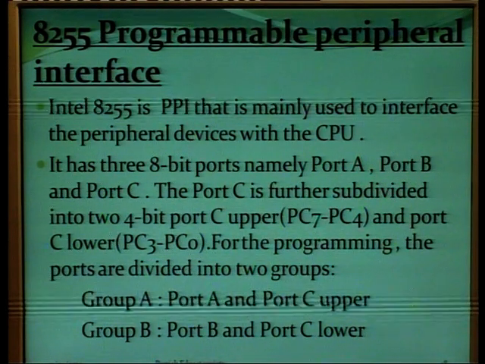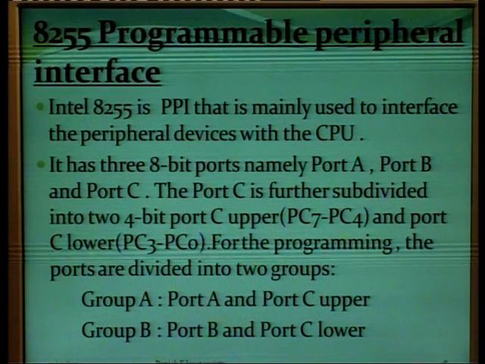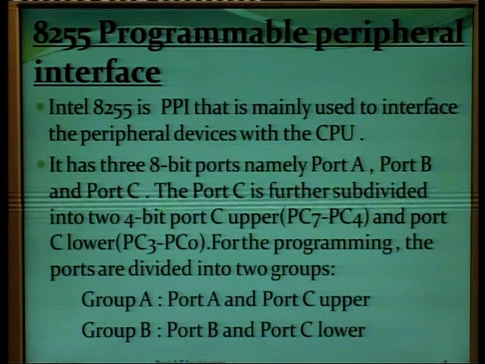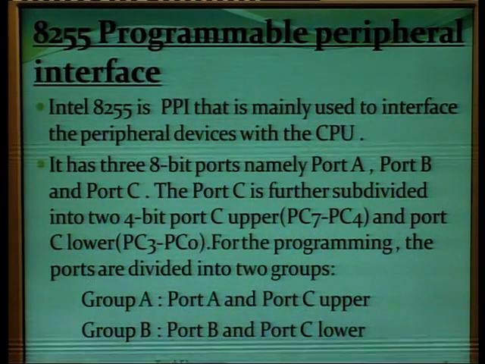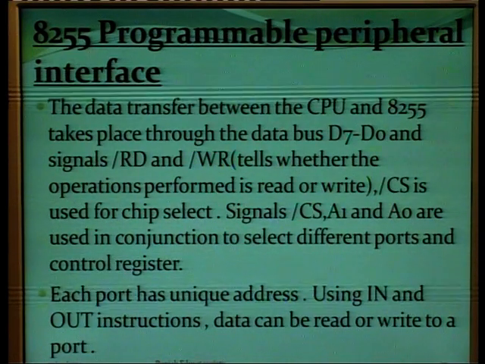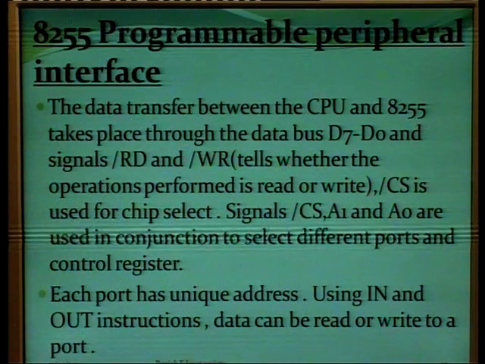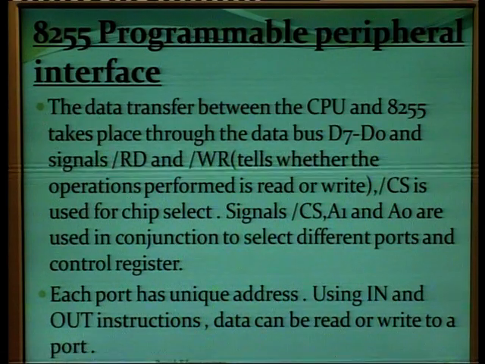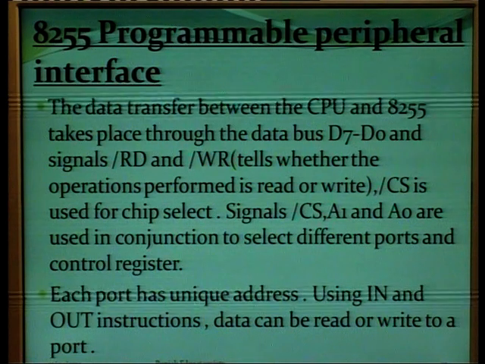For further programming, these 3 ports are divided into 2 groups, that is group A, it contains port A plus port C upper and group B, it contains port B and port C lower. The data transfer between the CPU and 8255 takes place through the data bus D0 to D7 and with the help of read and write bar signals. It also uses a CS bar signal, that is for chip select.